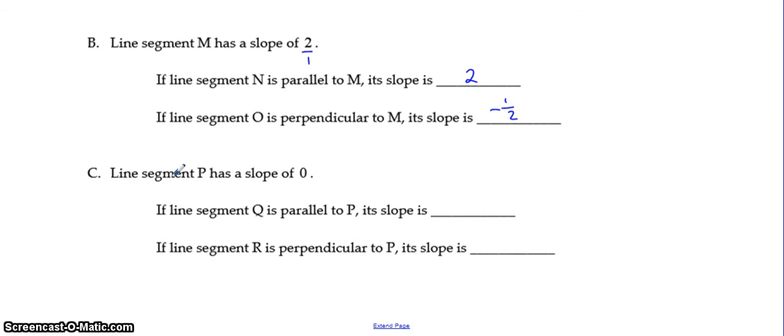Last one, line segment P has a slope of 0. That means the line is horizontal. So the slope of a parallel line would also be 0. The slope of a perpendicular line, well, the line that's perpendicular to a horizontal line is a vertical line. So that means its slope would be undefined.